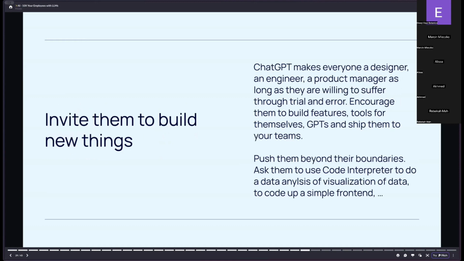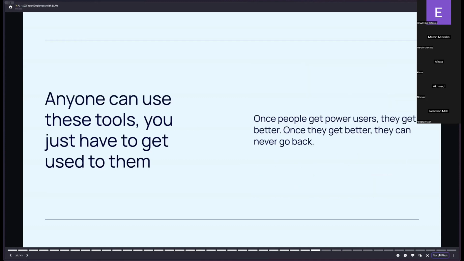And lastly, the most crazy stuff is to invite them to build new things. ChatGPT makes everyone a designer, an engineer, or a product manager, as long as they are willing to do enough trial and error. Anyone can build software nowadays. You just have to use the right tools. And that's already what I told, basically: once people become power users, once they get better, they will never go back.